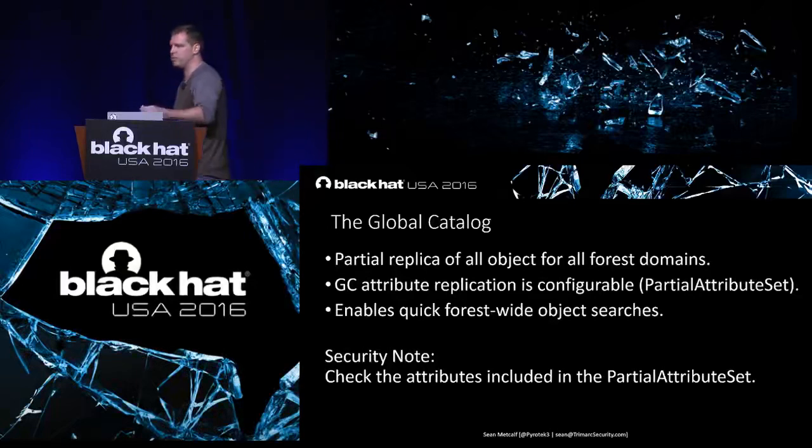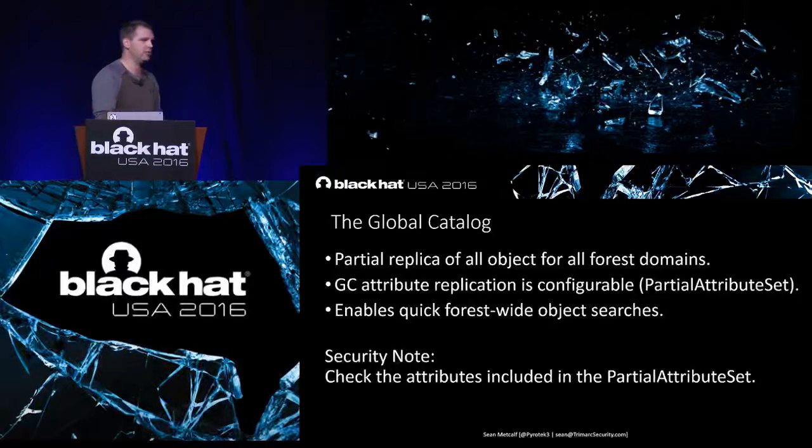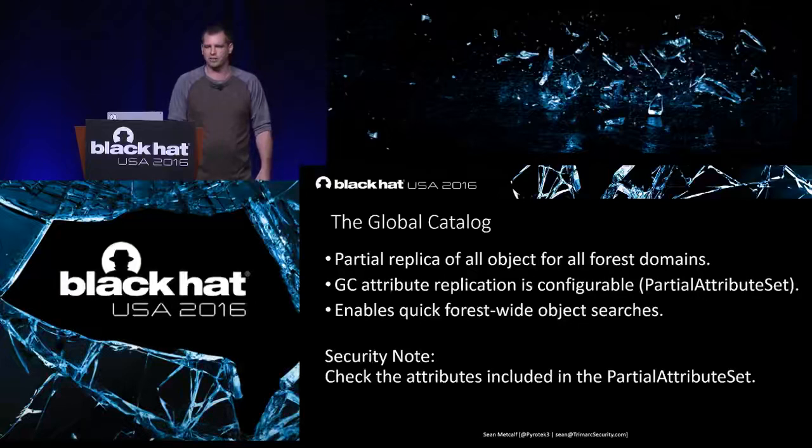You can flip a bit on an attribute so that it will be part of the global catalog, but you want to make sure that, as with any attribute, you understand what the consequences of that are, because they can be quickly and rapidly searched throughout any domain in the forest just by connecting to the global catalog service on the DC. Most domain controllers are global catalog these days.